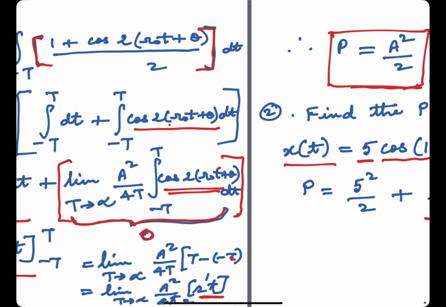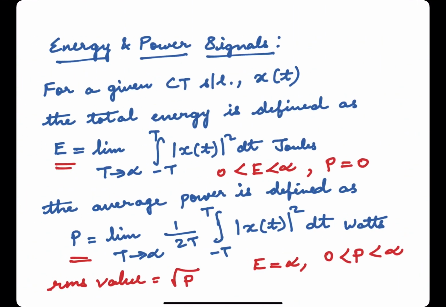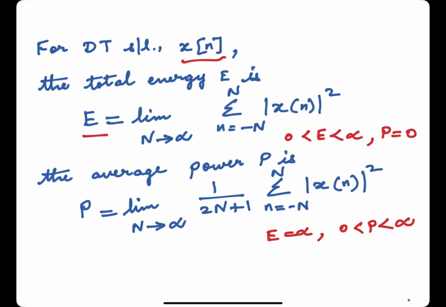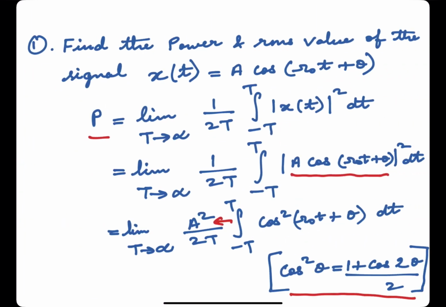So in this video we discussed what an energy signal and a power signal are, and how to calculate them given x of t and given x of n. When the energy is finite, then power is equivalent to 0. If energy is infinity, power will have some finite value. If both are infinity, then it is neither power nor energy.